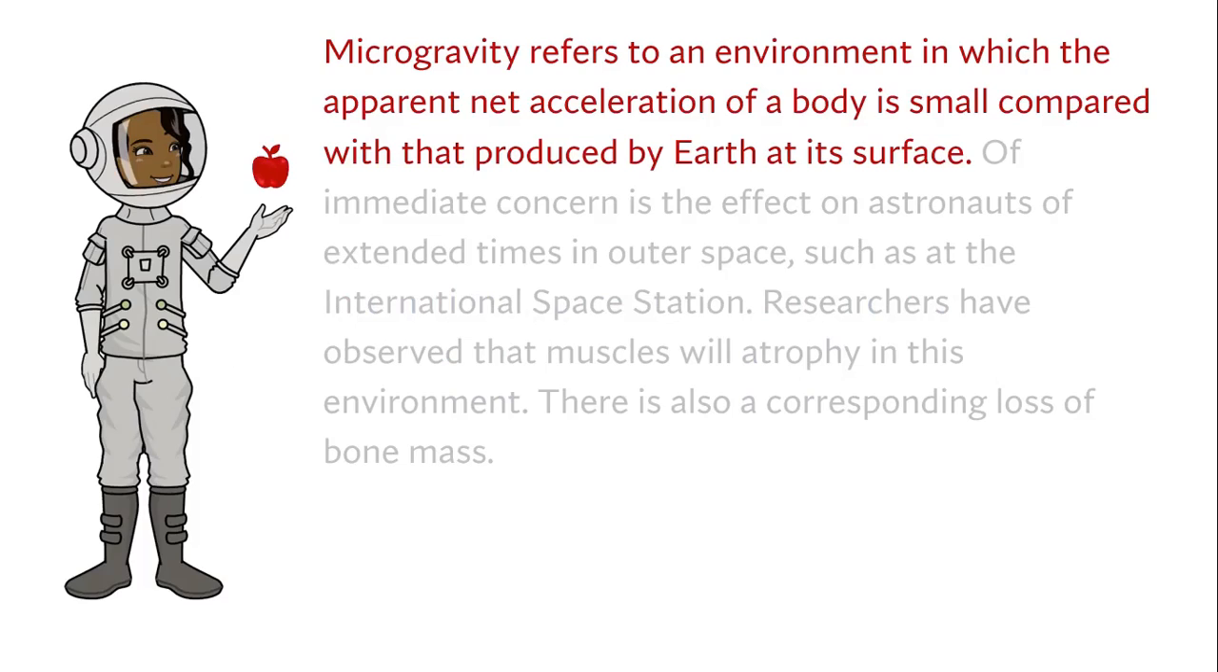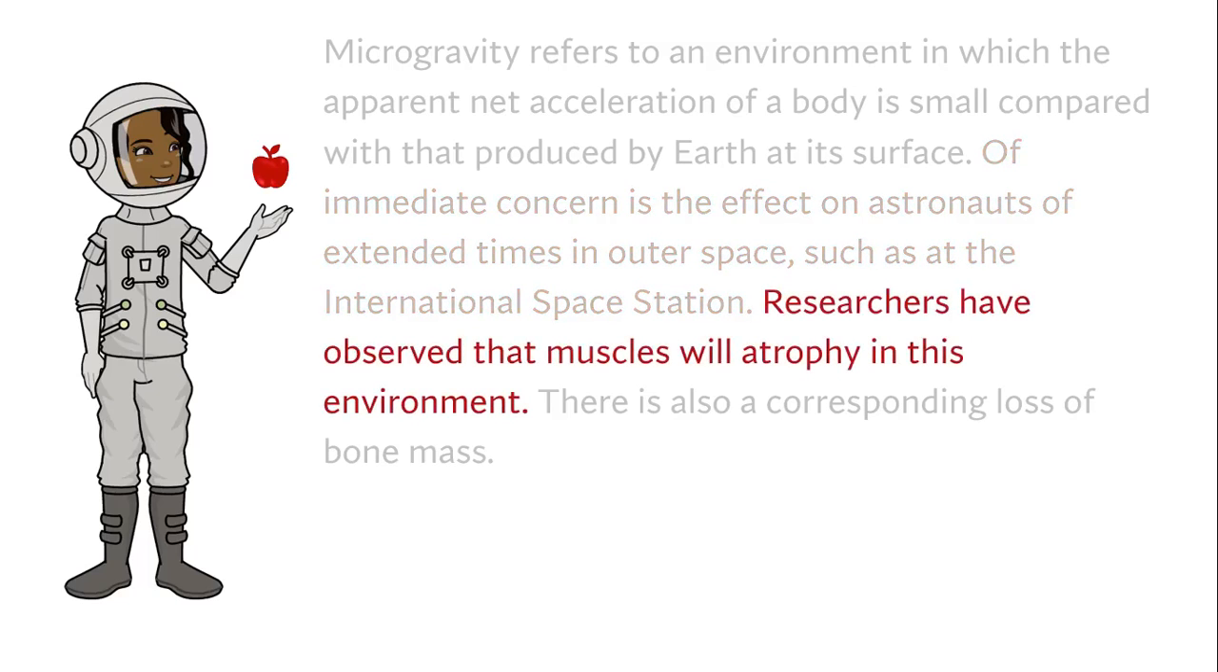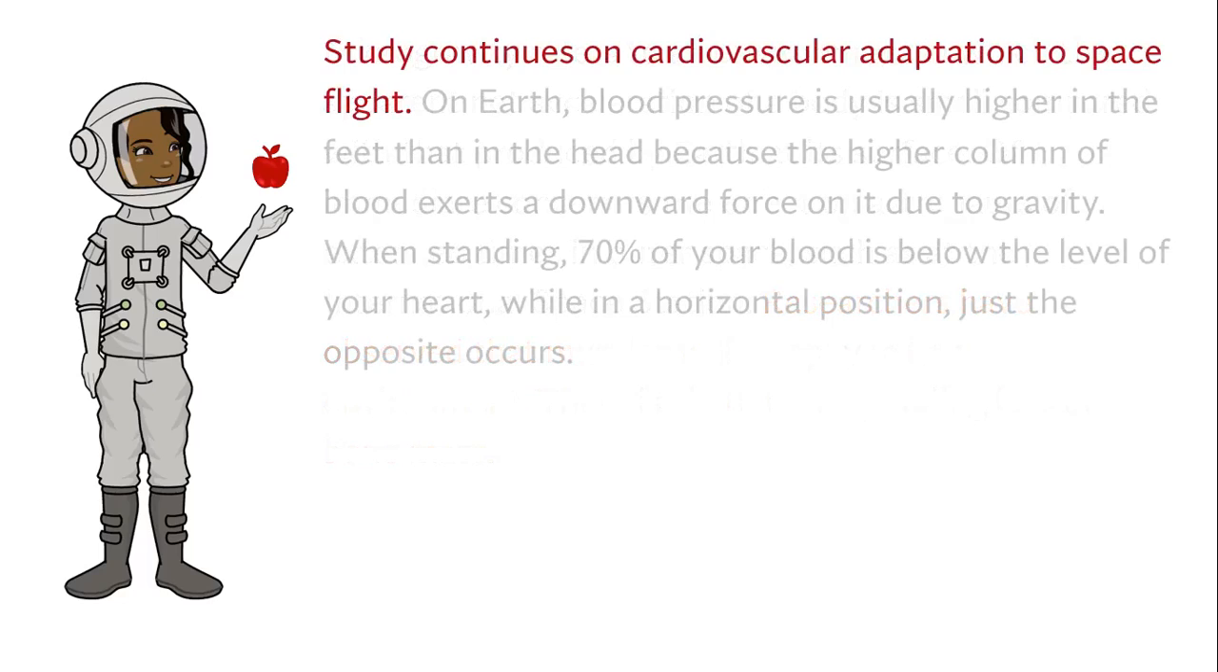Microgravity refers to an environment in which the apparent net acceleration of a body is small compared with that produced by Earth at its surface. Of immediate concern is the effect on astronauts of extended times in outer space, such as at the International Space Station. Researchers have observed that muscles will atrophy in this environment. There is also a corresponding loss of bone mass.